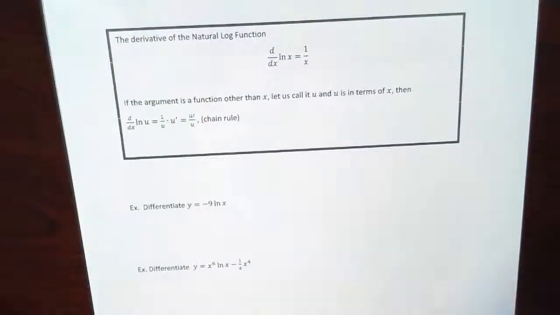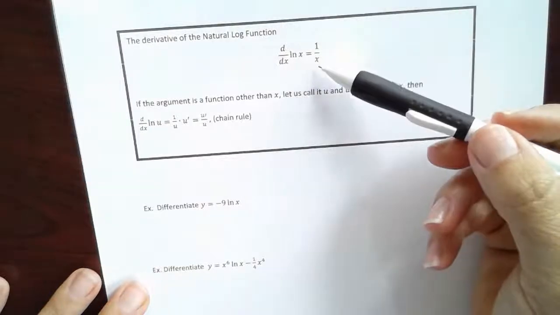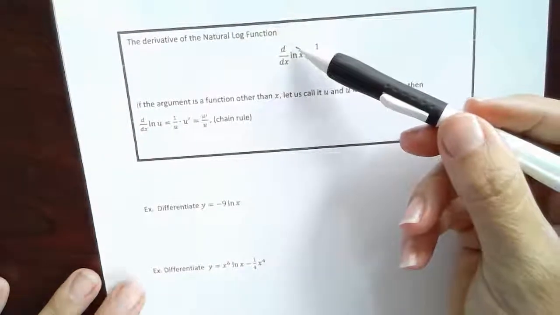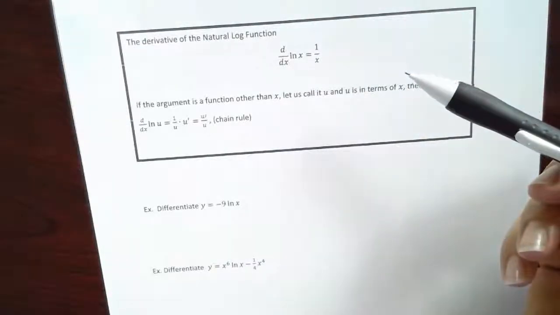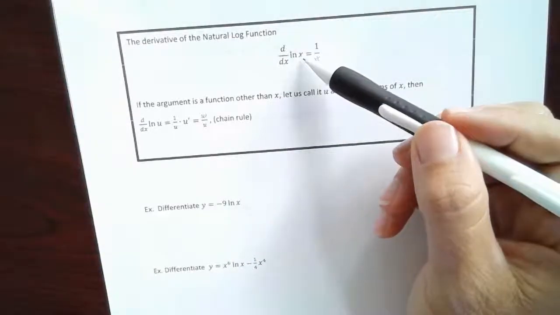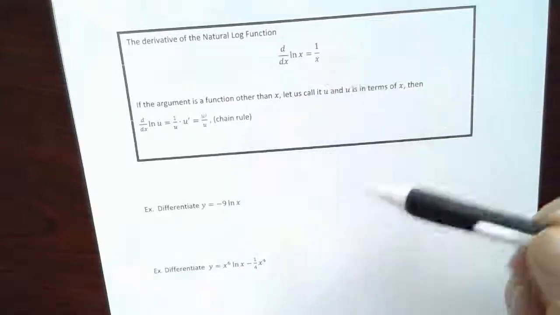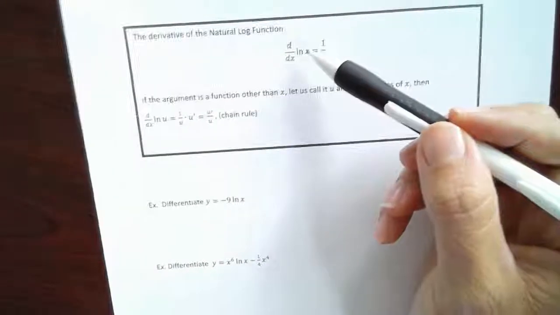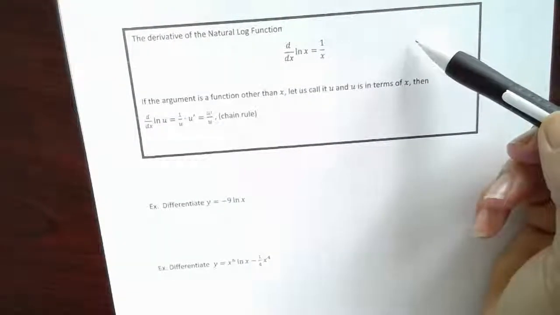So that was from college algebra. Let's go now back to our calculus, and we're going to work with derivatives. The derivative of the natural log function is 1 over x. So d/dx of ln x is 1 over x. Now, if the argument happens to be an expression other than x, then you're going to use your chain rule. It'll be 1 over whatever the argument is times the derivative of the argument.